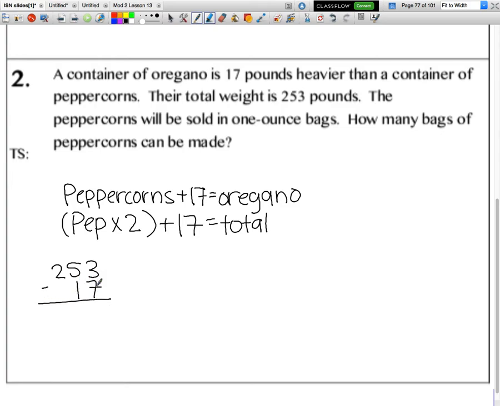So I can't take 17 from 3, so I need to cross out the 3 and make it 13. Cross out my 5 and make it a 4. So 13 minus 7 gives me 6. And 4 minus 1 is 3, and 2 minus 0 is 2.